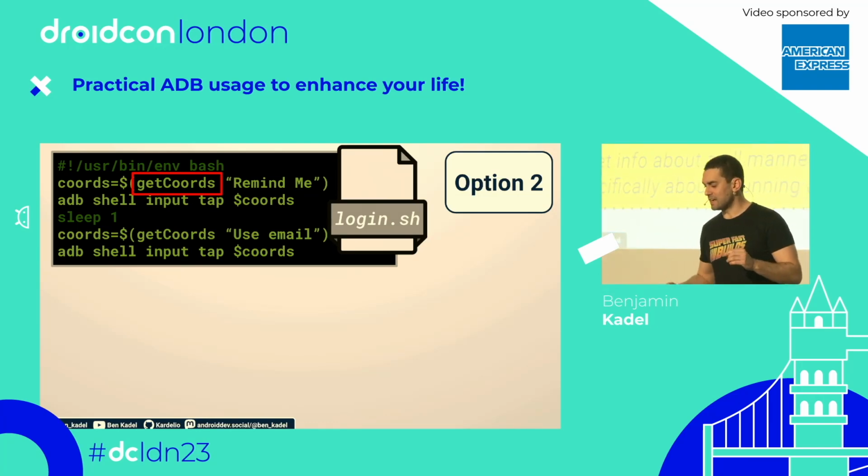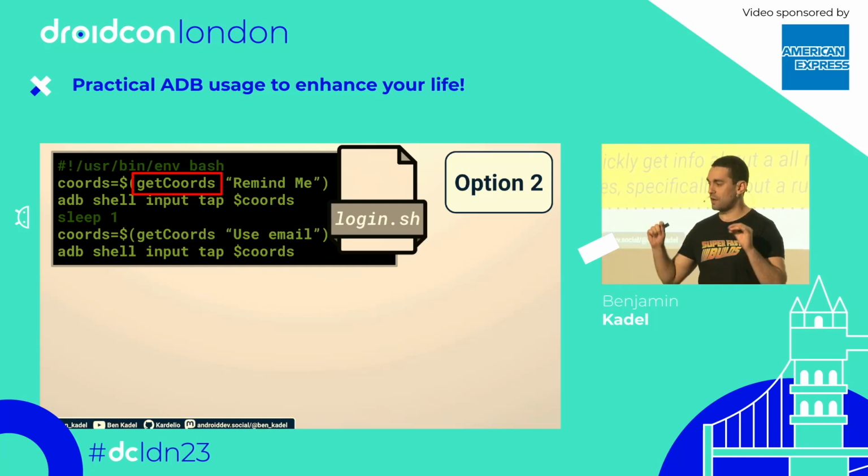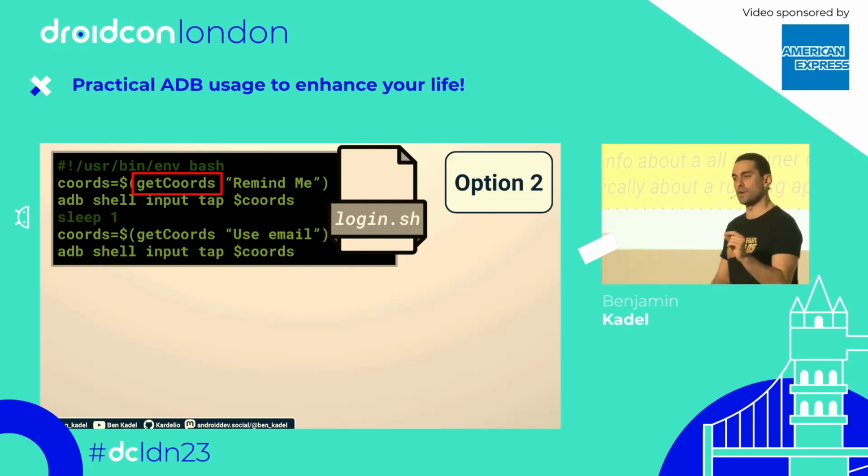So here's our idea. Let's use a tool called dumpsys to quickly get truthful information about all manner of things happening on our device, specifically about a running app. And I'll show you more why that's really cool in a second.